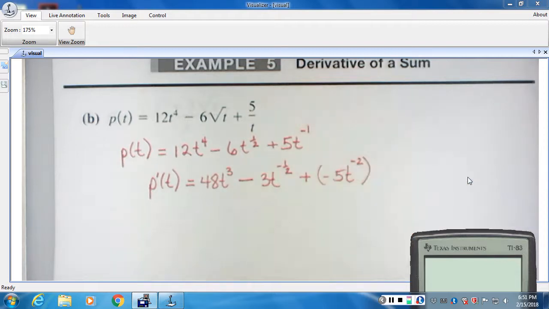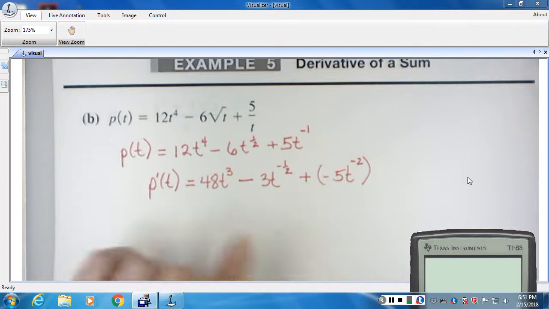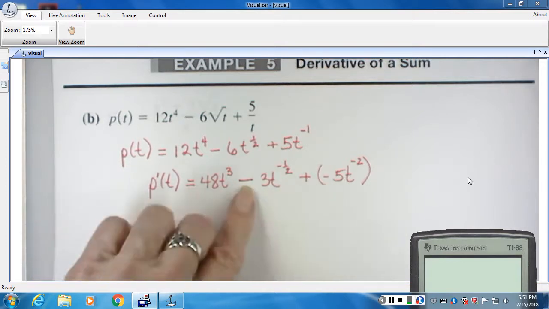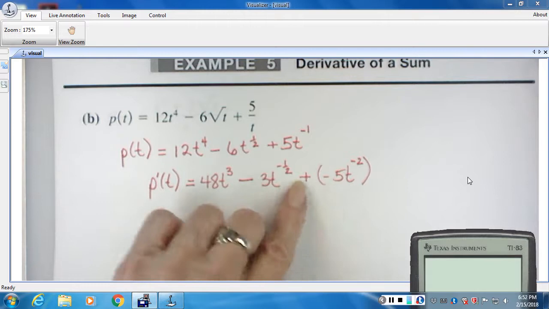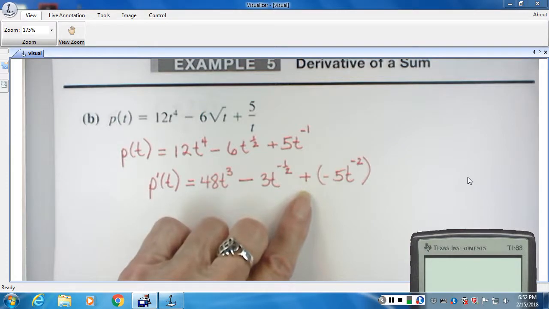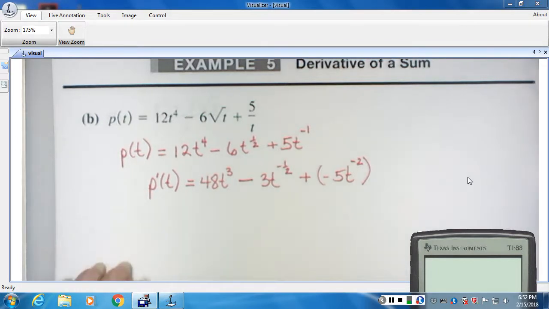Now, if instead of writing plus a negative and putting that in parentheses, you didn't want to do that, you could have simply said, well, this is 48t cubed minus 3t to the negative 1/2 minus 5t to the negative 2. But you don't have to. Okay? Any questions so far?